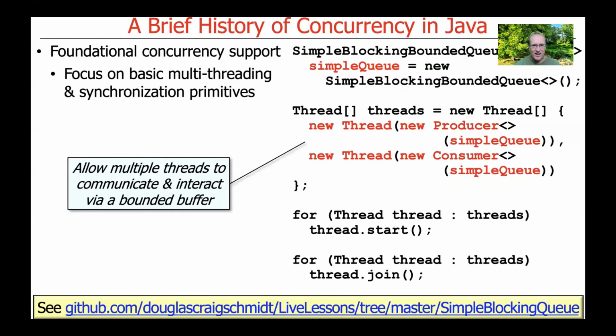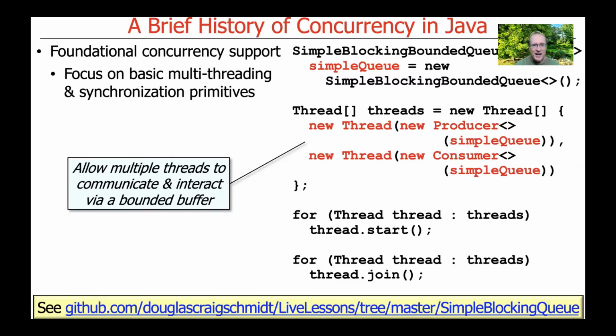So here's a couple of simple examples. You can see these examples in my GitHub repository in the simpleBlockingBound folder. What we're going to do here is create a pair of threads, a producer thread and a consumer thread. Those threads are going to interact with each other via something called a simple blocking bounded queue. And as the name implies, it's a blocking bounded queue.